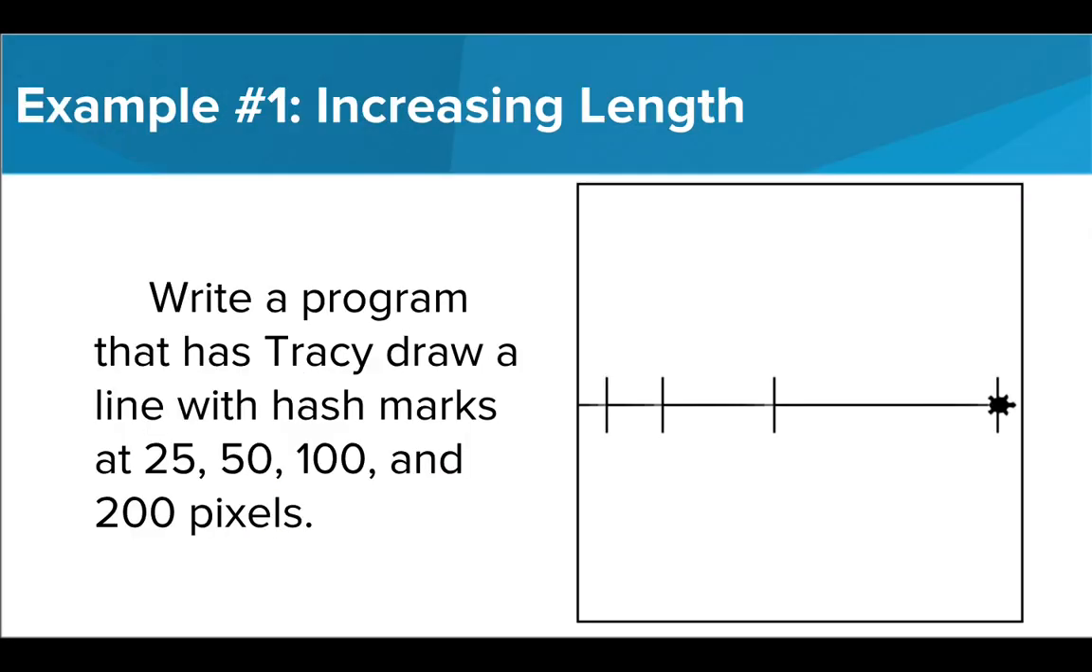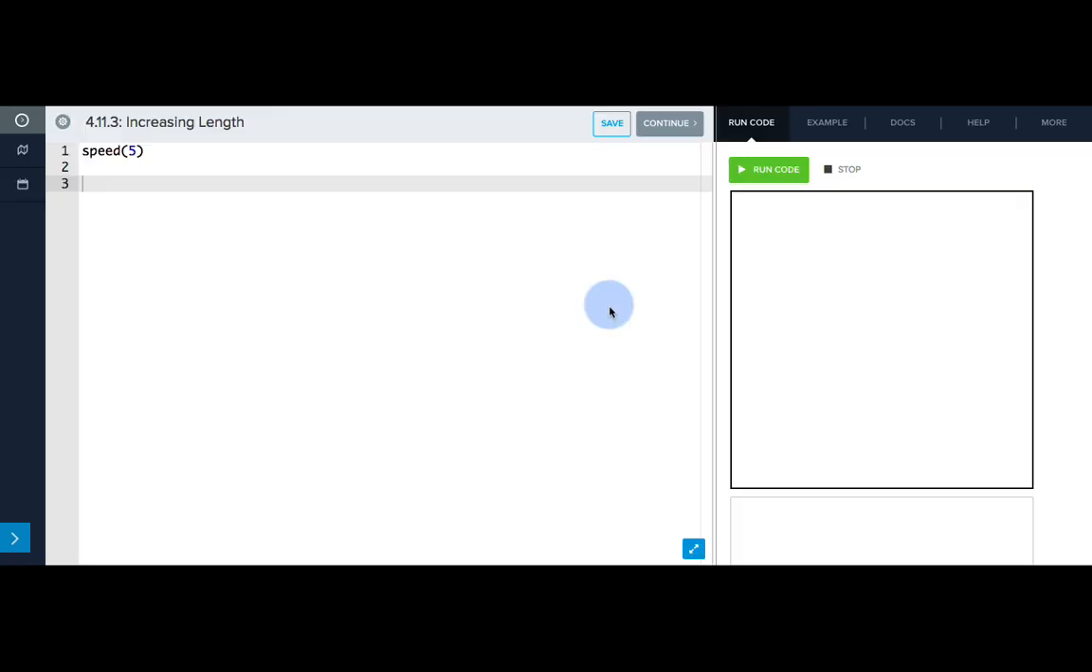Okay, let's take a look at an example using variables in the editor. In this example, we want Tracy to start at the left side of the screen and draw a horizontal line with hash marks at the 25, 50, 100, and 200 pixel positions. We can first set Tracy to the starting position on the left side of the canvas. So I'll write pen up and then set position -200, 0. And then pen down.